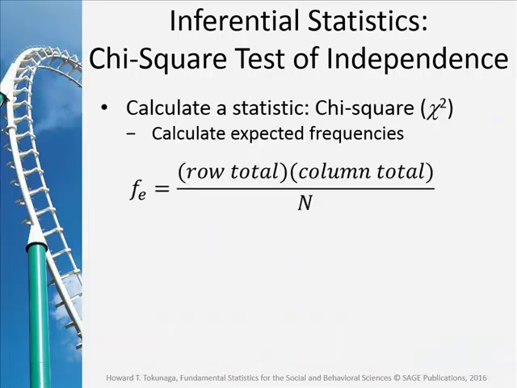So the frequency expected is row times column total divided by n. You should do it this way. You shouldn't insert your expectations. That works for the goodness of fit test. It doesn't necessarily work here because we have data from two different variables.